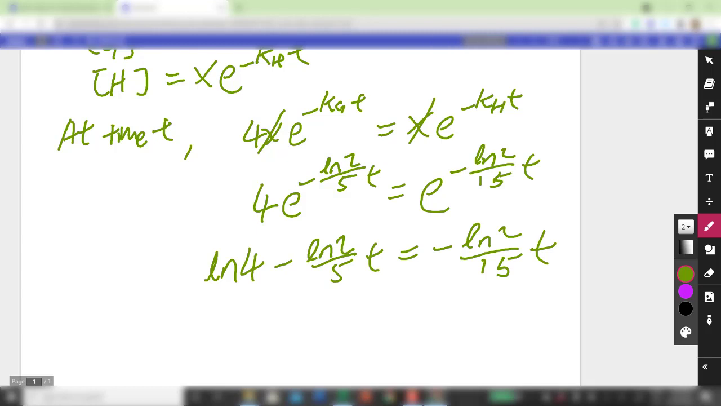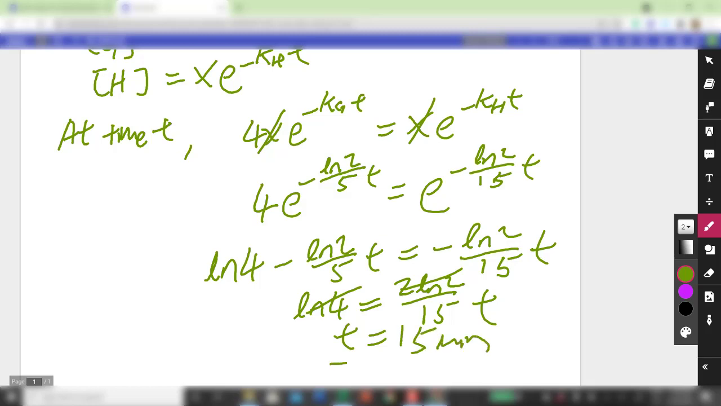I'm going to shift the variables around. I end up with ln 4. When I shift ln 2 over 5 to the right-hand side, we can multiply by 3 top and bottom, so we get 3 ln 2 over 15, minus ln 2 over 15. So I end up with 2 ln 2 over 15 times t. You know that 2 ln 2 is actually ln 4, so we can cancel this off and we get t equals 15 minutes. So that's how we can prove it using mathematics.